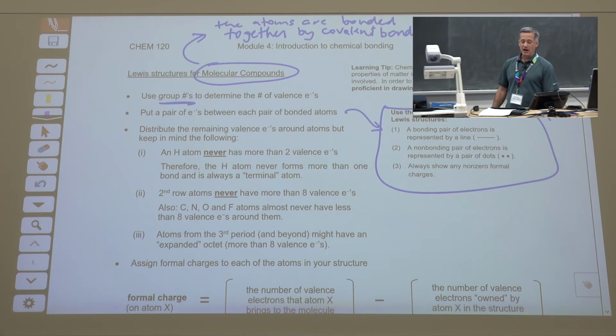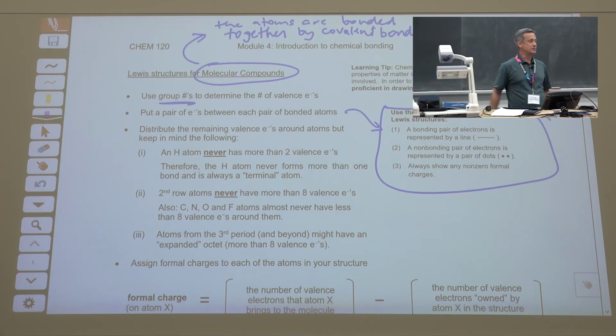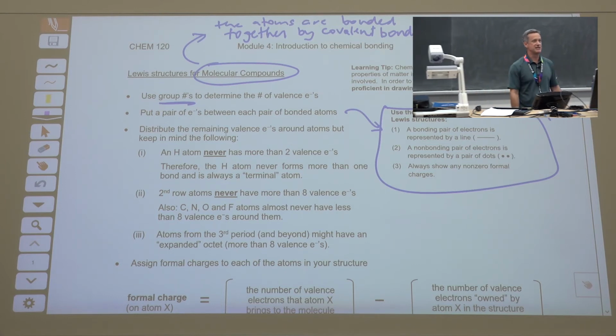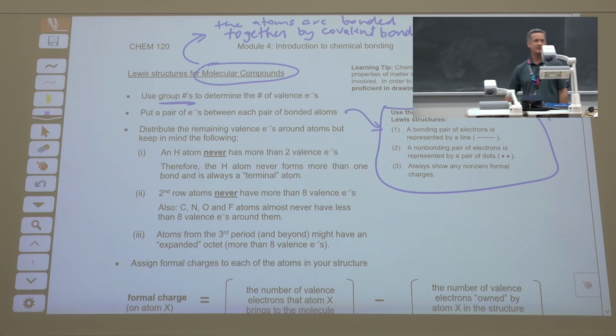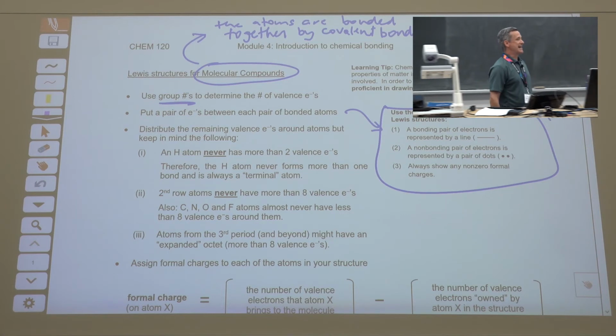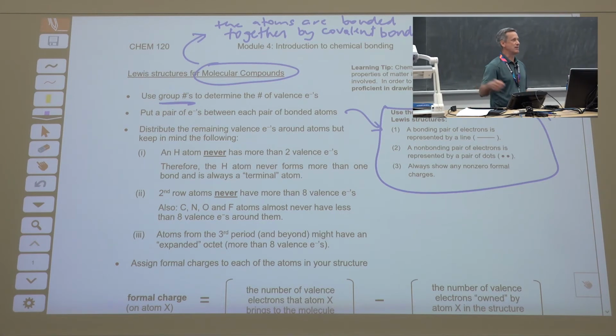Okay? A non-bonding pair of electrons, or sometimes we call them a lone pair, is represented with a pair of dots. There's nothing in there with hollow circles, squares, diamonds, crosses, or whatever. Okay? That's what we represent.